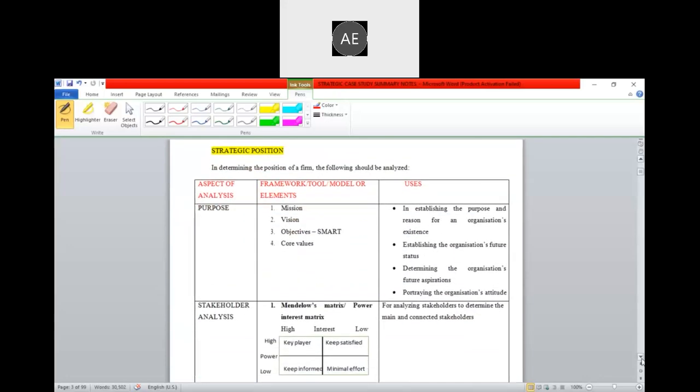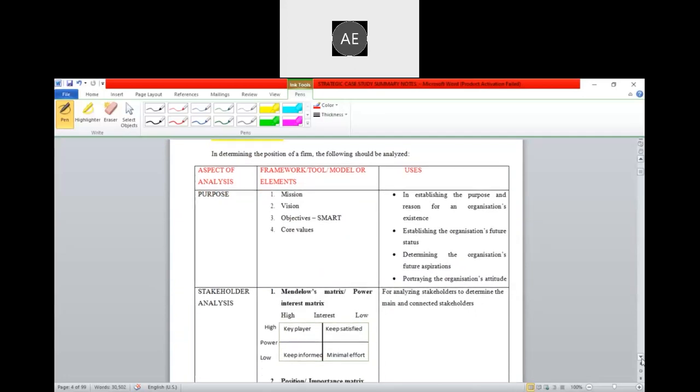Now, in determining the position of a firm, the following should be analyzed. When an organization analyzes these elements, then in effect, they are establishing the position of the firm. The first position analysis is purpose. A company, in an attempt to know its position, must establish its purpose. When you say purpose, you are talking about four things. The purpose of an organization is established through its mission, vision, objectives, and what? Values. That is the purpose.